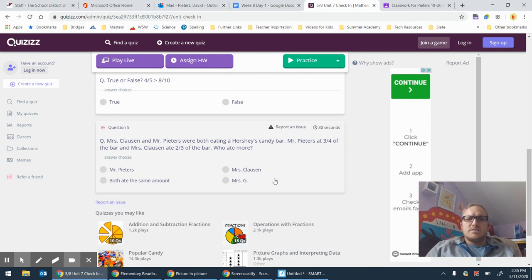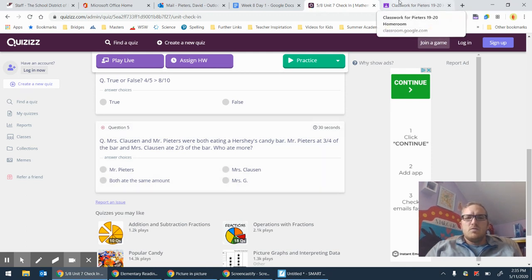Then here our story problem. Mrs. Clausen and Mr. Peters were both eating a Hershey's candy bar. Mr. Peters ate 3/4 of the bar and Mrs. Clausen ate 2/3 of the bar. Who ate more? Now, just to clarify on this one, there are 2 separate candy bars. I had my own and Mrs. Clausen had her own, because if you viewed it as just one candy bar, we wouldn't be able to do it because 3/4 and 2/3 would be more than a whole.